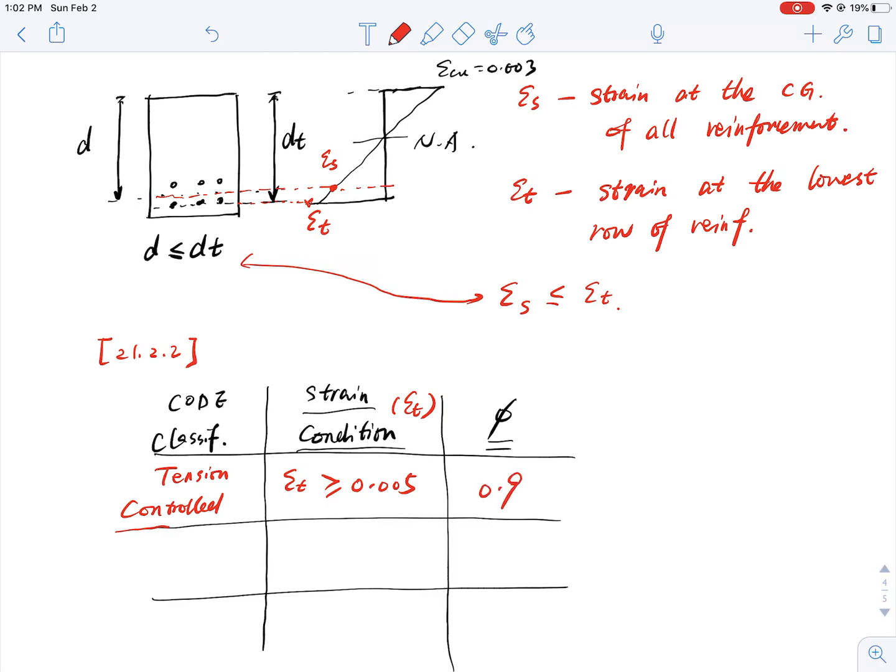And then if epsilon t is greater than epsilon y and smaller than 0.005, phi equals 0.65 plus 0.25 multiplied by epsilon t minus epsilon y, divided by 0.005 minus epsilon y.